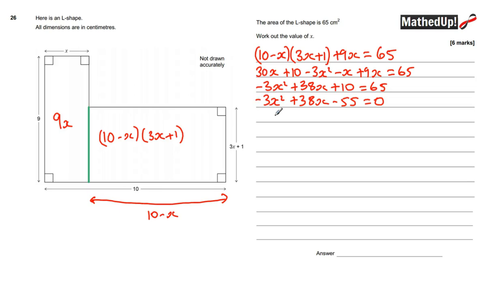So that's going to be -1 times negative 3x squared, which is positive 3x squared. If I multiply this by -1, I get take 38x. I'll multiply this by -1 and it becomes plus 55. And then I can multiply this by -1 and I get 0. So I've spotted now that I need to use the quadratic formula to solve this. So I'm going to write down the quadratic formula over here. x is equal to negative b plus or minus the square root of b squared take 4ac all over 2a.